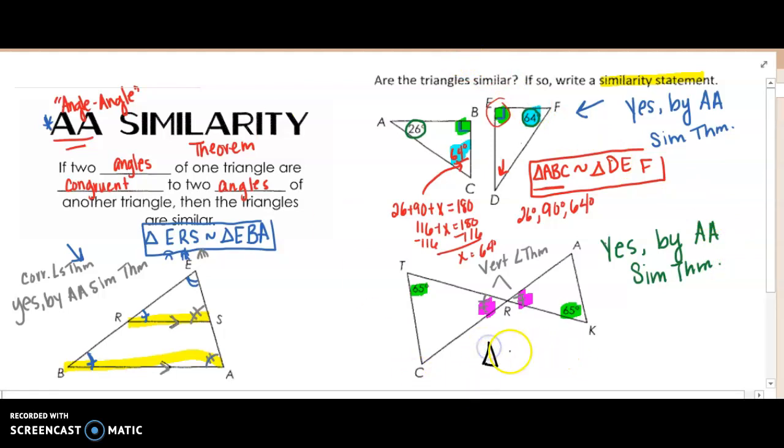Okay, and then I'm going to go ahead and do a similarity statement. I can say that triangle CRT is similar to, now my C, I don't have a marking on it. My R, I have the purple on it, and my T, I have the green on. So go ahead and write and finish this similarity statement to make sure it matches this first one. All right, so the one over on the right that doesn't have any markings is angle A. My purple one is R, and my green one is K. So this would be my similarity statement here.